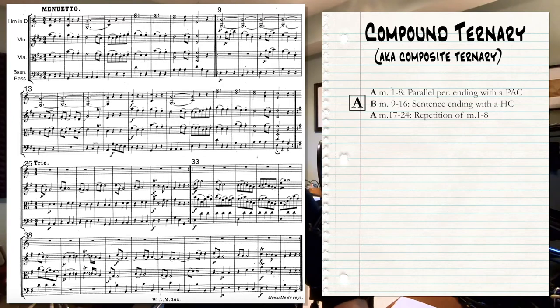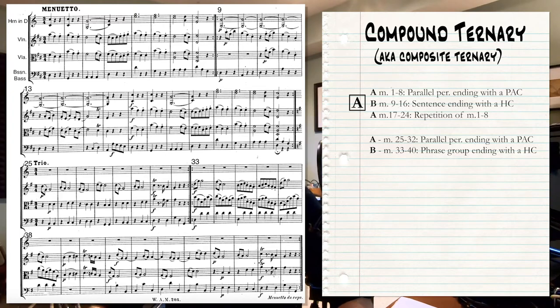So we can look at the trio in the same way that we looked at the minuet part of this. Here in the trio, from measure 25 to 32, we have a parallel period ending in a perfect authentic cadence. We see that a lot. For measure 33 to 40, we've got a phrase group ending in a half cadence there in measure 40.